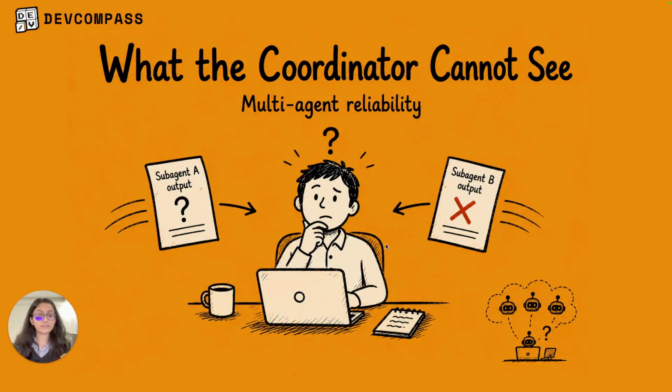The coordinator receives a sub-agent result and treats it as complete when it's partial. The coordinator receives a timeout error and doesn't know what it means, so it hallucinates a response as though the sub-agent had succeeded. And third is 2 sub-agents return conflicting information, same customer ID, different account status, and the coordinator picks one without telling anyone that it picked.